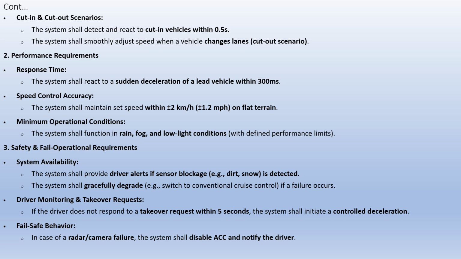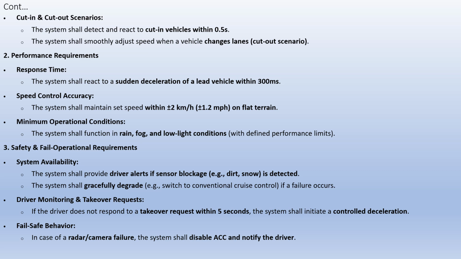Now, what about the cut-in scenarios? Cut-in and cut-out scenarios. The system shall detect and react to cut-in vehicles within 0.5 seconds. So this is the time interval which the OEM is going to communicate to the tier 1. And the system shall smoothly adjust the speed when a vehicle changes lane. Now this is important. It should adjust smoothly. It must not adjust in a jerky manner, or in a haphazard manner. So the adjustment when a vehicle changes lane must happen smoothly. This is one of the important requirements of the OEM.